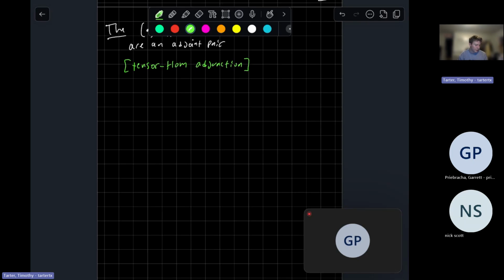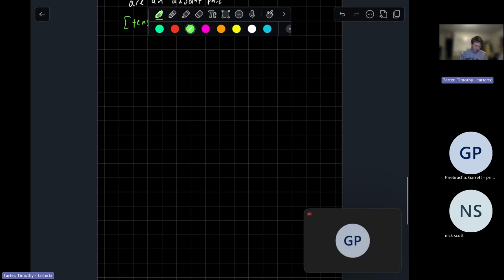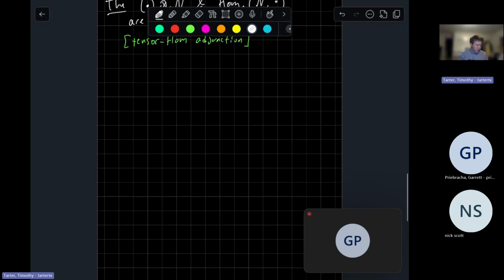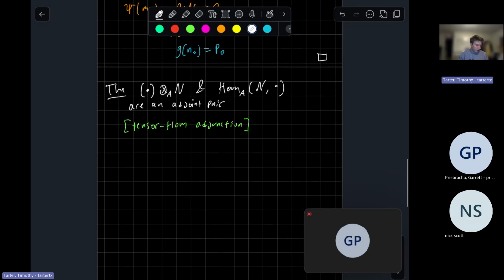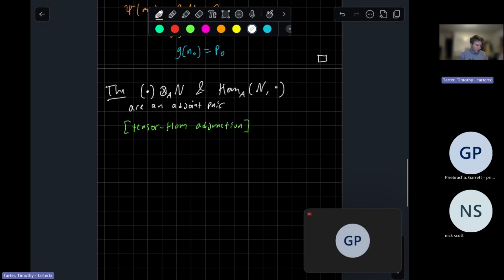Okay. So, another example of adjoint pairs. You can create a B module.